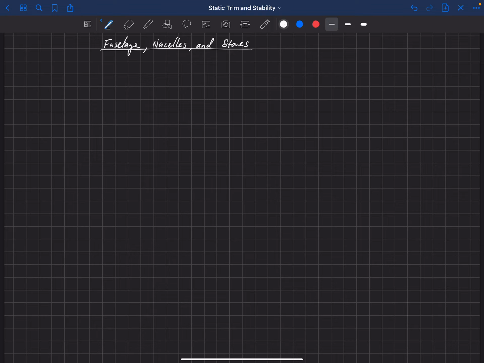We're now going to discuss the effect that the fuselage, nacelles, and stores can have on roll stability. So let's start with the fuselage, and I'm just going to do some simplified drawings here. So here's my fuselage, and let's start with what's called a high wing configuration. That means that your main wing sits above the fuselage.